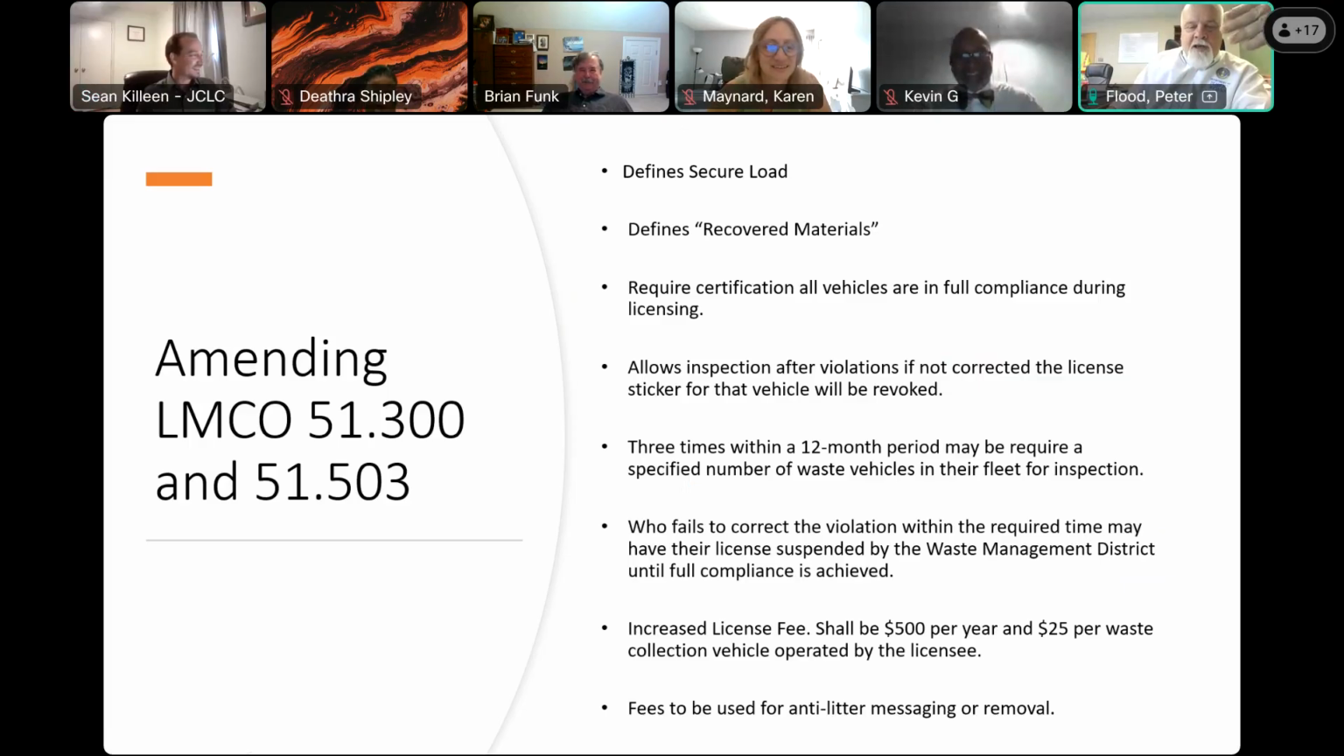51-300, 51-503 is basically amending the ordinance to do some things to help, number one, clean up the streets and highways from vehicles with unsecured loads. It also cleans up some language from changes in KRS. And it also directs changes to license fees, increases those license fees with the thought that those license fees would go towards anti-litter messaging or removal. So that's what it's intended to do.